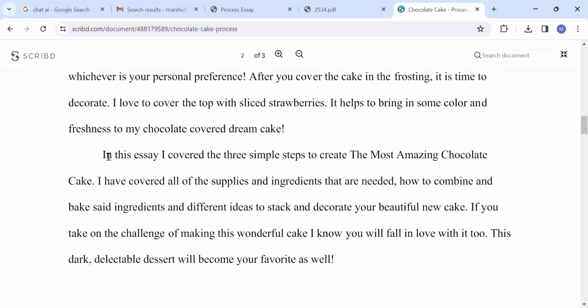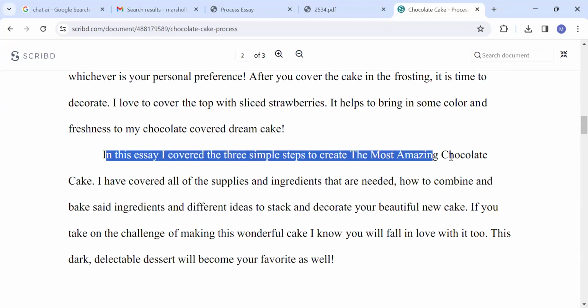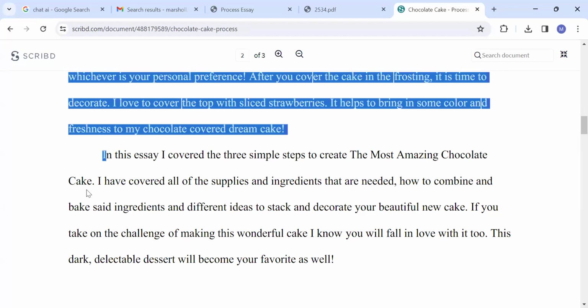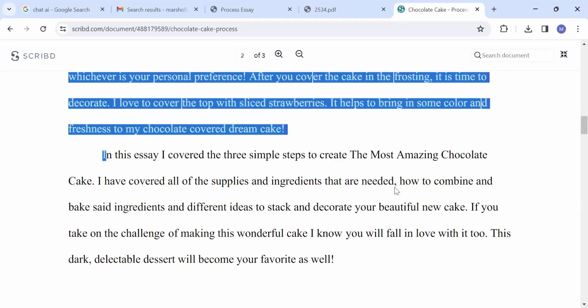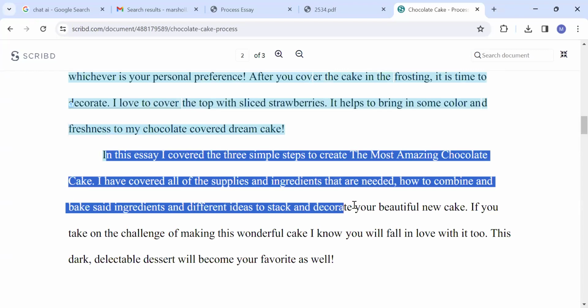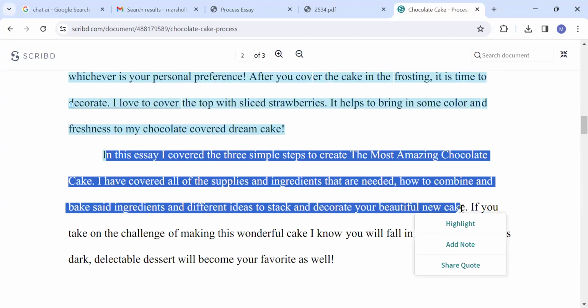Lastly is our conclusion. So in this essay, I covered 3 simple steps to create the most amazing chocolate cake. I have covered all the supplies and ingredients that are needed, how to combine and bake said ingredients, and different ideas to stack and decorate your beautiful new cake. This is mirroring the thesis statement that spoke about what you will need on hand, how to combine, and assembly and decoration.